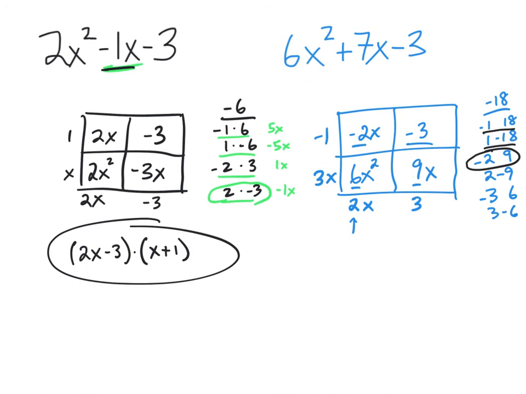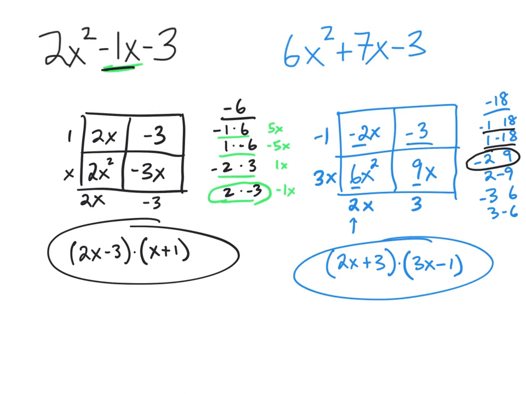My factors, remember, are base times height or length times width. So my base is 2x with a positive 3. And my height is 3x with a negative 1. And there is factoring trinomials. Hopefully that helps you to factor trinomials.